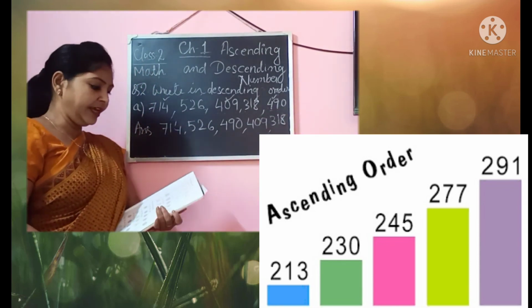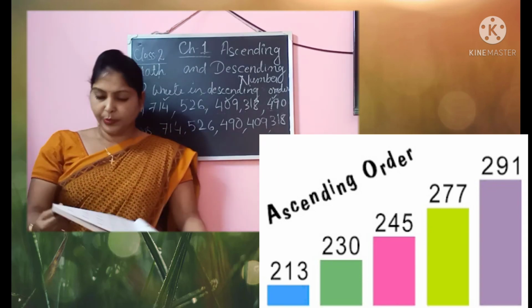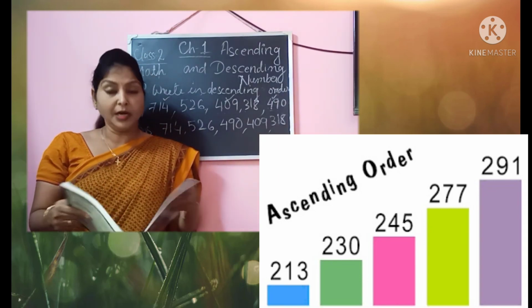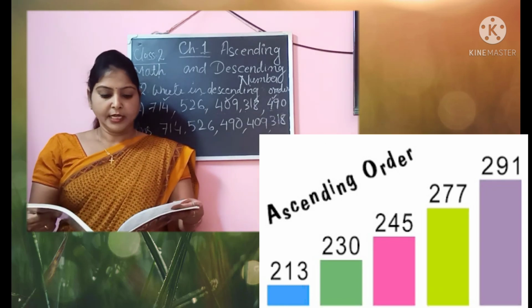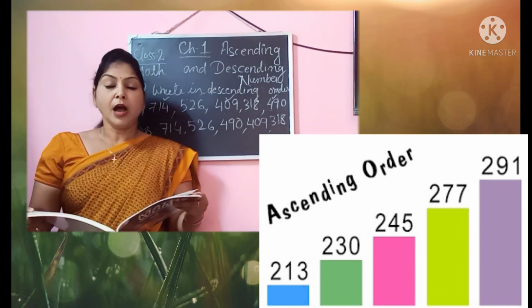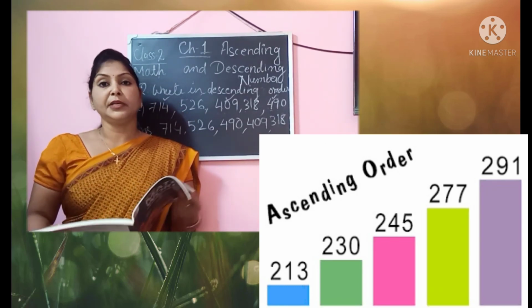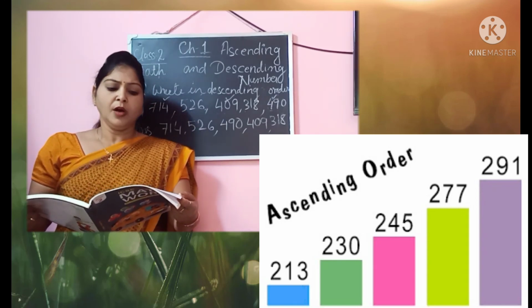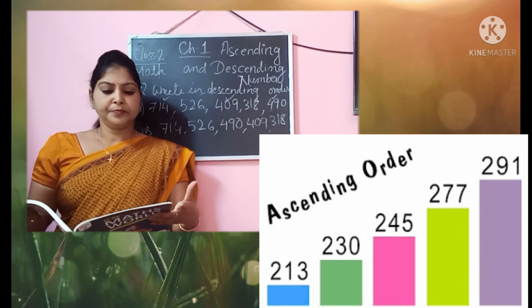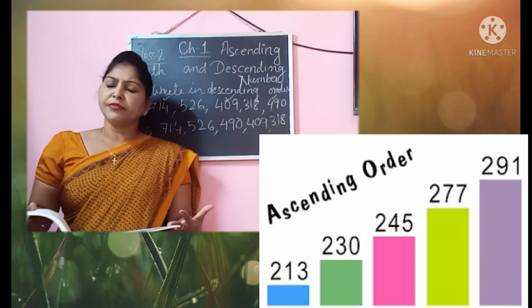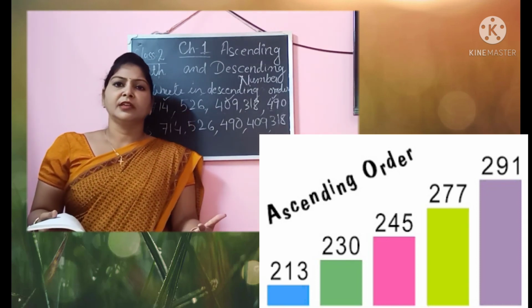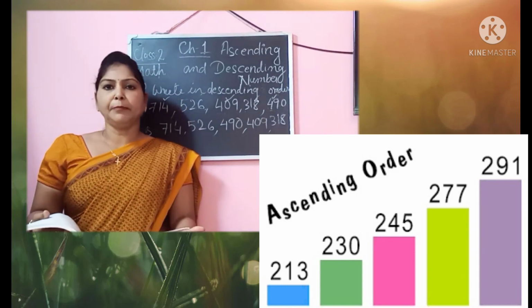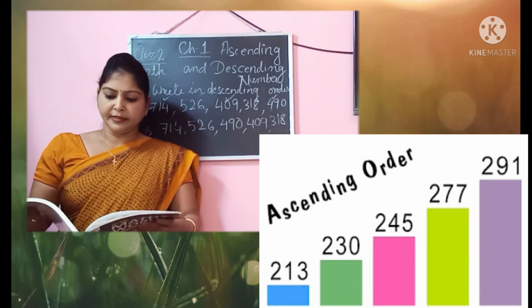Same way you will do page number 29, exercise number 1.8. Now, we will learn how to make numbers by using different digits. With the help of any 3 digits, we can make different numbers. How shall we make that? Let us see.